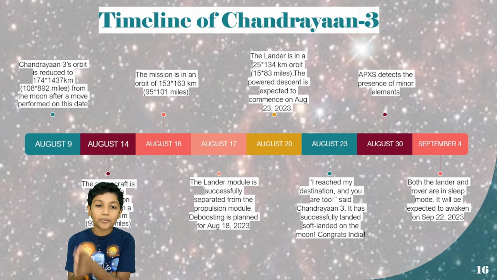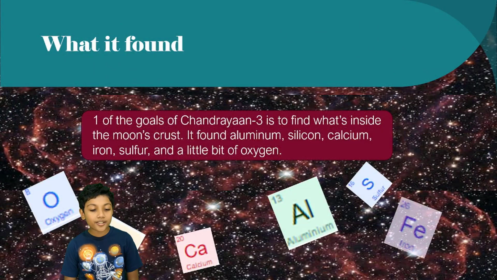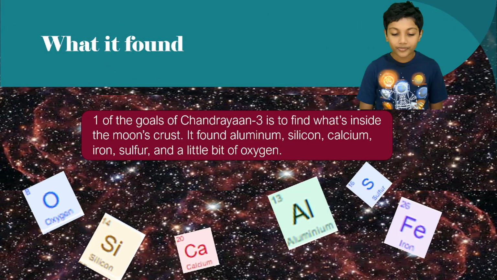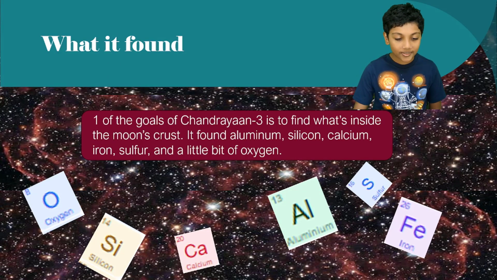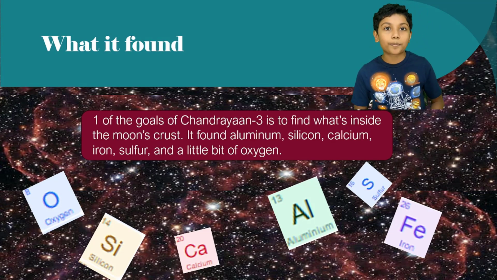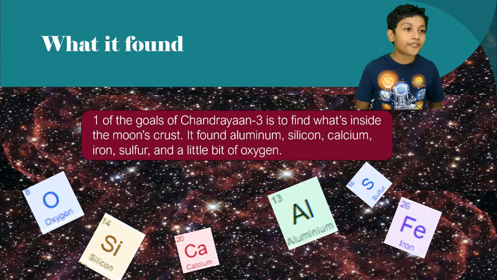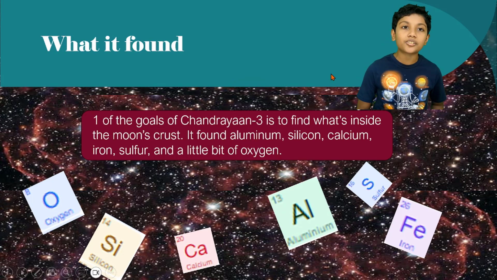And by the way, the rover and the lander and the propulsion module are just going to be there on the moon. So on this slide, I'm going to talk about what it found. And that's like one of the goals of this space trip. It's to find some elements on the moon. It found aluminium, silicon, calcium, iron, sulfur, and a teeny weeny bit of oxygen. Yeah, surprise, right? But not enough oxygen for us humans to breathe.